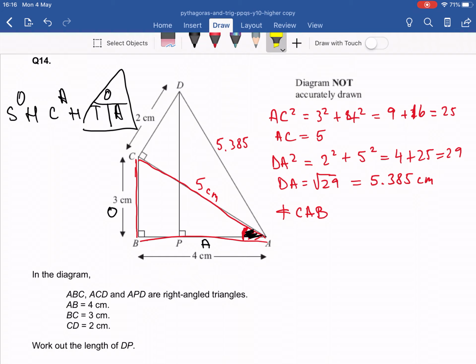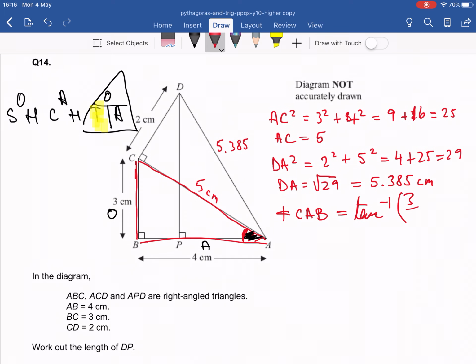So I know that this is what I'm looking for. I need to cover the T. So I'm going to do opposite over adjacent, but because I'm working out an angle, I'm going to do shift tan. So the angle equals tan minus 1 of opposite over adjacent. So the opposite is 3 over adjacent, which is 4. So in my calculator, I type shift tan of 3/4, so 0.75. And I'm getting 36.8698 something or other.